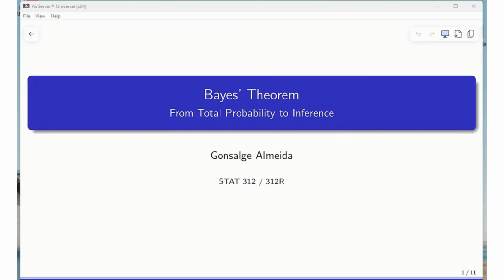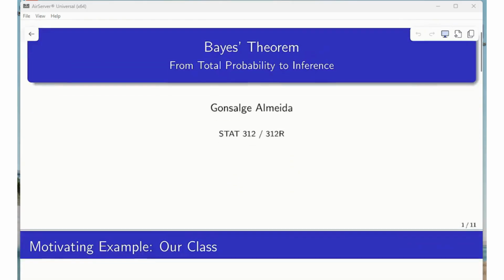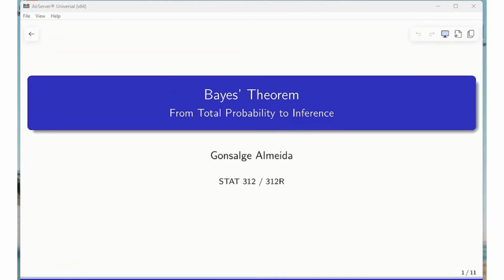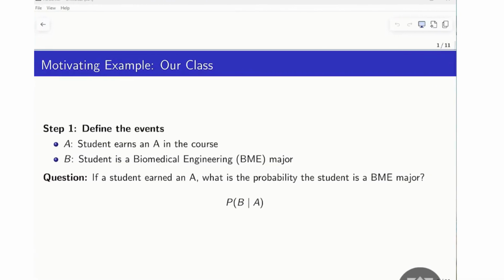Here is the plan for this video. First, we will start with an example from our own class to motivate the kind of questions Bayes' theorem answers. Then we will review the total probability rule, followed by the engineering contamination example. After that, we will introduce Bayes' theorem and finally apply it to the medical example involving blood pressure. Let's begin with the example from this course.